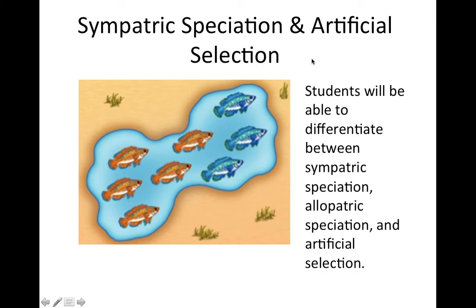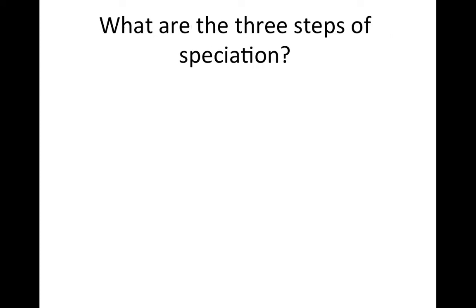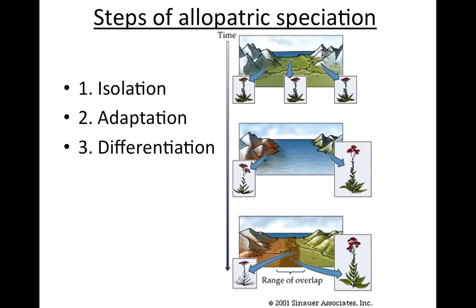In order to start, let's do a quick review of yesterday. What are the 3 steps of speciation? The 3 steps of speciation are isolation, adaptation, and differentiation.